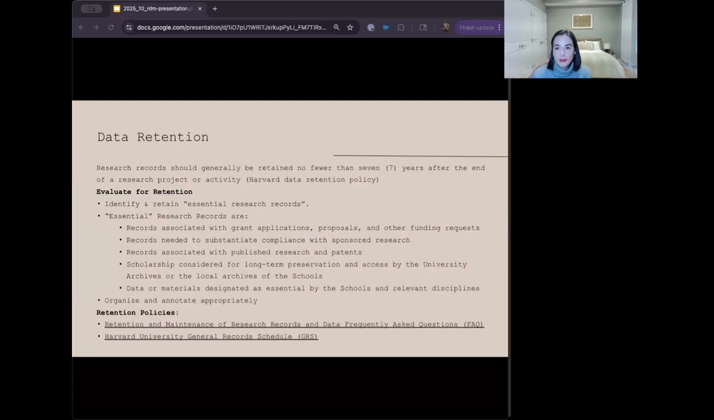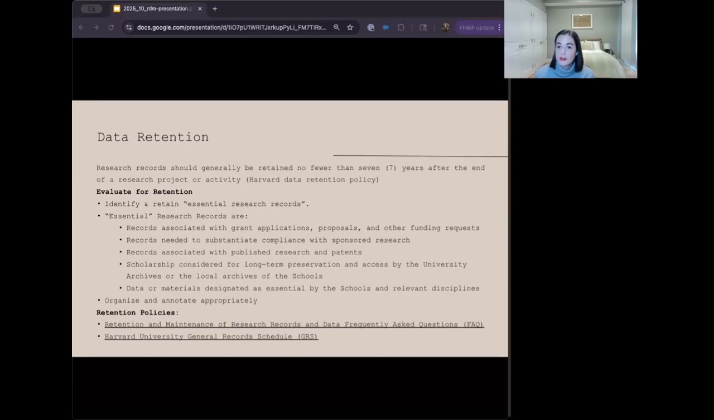So we've kind of danced around this topic of data retention for a few slides, but just for context, data retention is that length of time that data needs to be kept in order to meet funder requirements or institutional policies. As I mentioned, at Harvard, you're required to retain essential research records for a minimum of 7 years. Understanding data retention is going to help with budget planning and determining how long you actually need to house the data. The retention will depend on the type of data, the purpose for which the data has been collected, policies of funding agencies, or your parent institution.